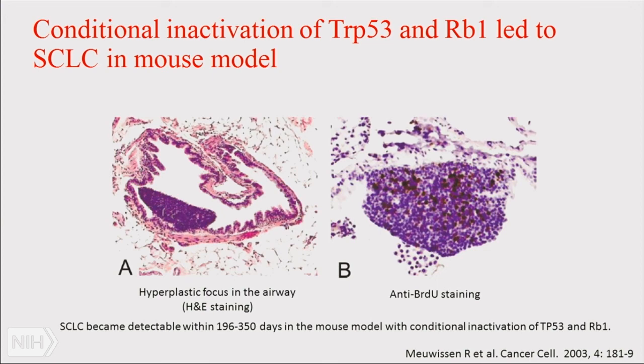There's a long latent period to develop the small cell lung cancer in this model. Actually, the group has tried to combine the P53 and RB knockout with overexpression of MYC or other types of oncogenes. And that has greatly accelerated the formation of small cell lung cancer in this transgenic mouse model. So this piece of evidence helped to establish the causative role of P53 and RB mutations in small cell lung cancer.